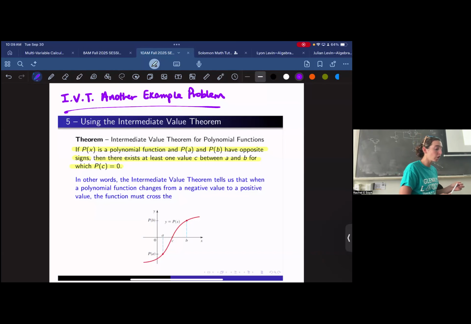Okay. So just to recap, what is I.V.T? We have our formal definition. If we have a polynomial function, we'll call this P of X, and we choose 2 points within our polynomial function, we'll call those P of A and P of B. If these 2 points have opposite signs, then we can deduce by our intermediate value theorem that we have at least one value C between A and B for which P of C is equal to 0.